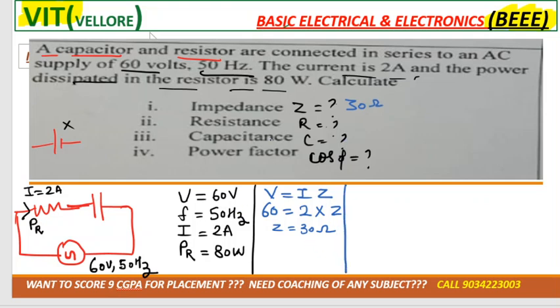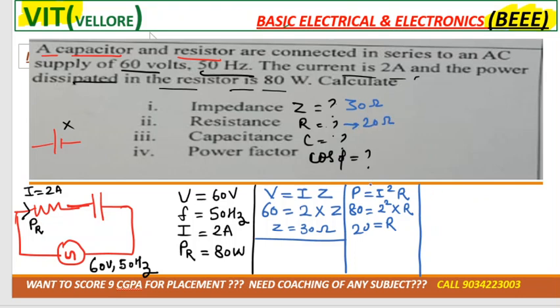Now calculate resistance. They have given you power, and the formula for power is P equals I squared R. Power is given as 80, I is given, R is not given. So 80 by 4. R is how much? 20 ohm. R also we got as 20.